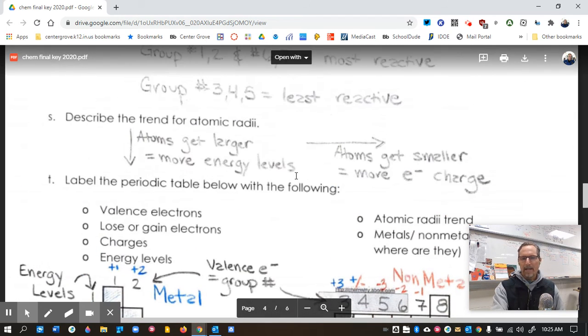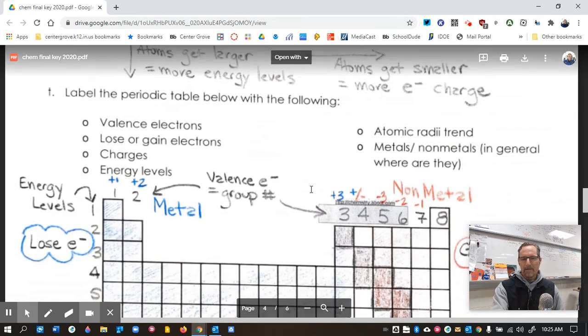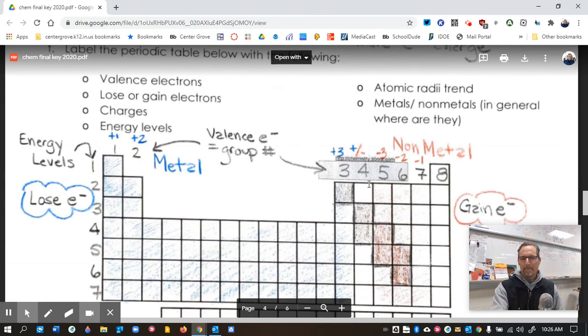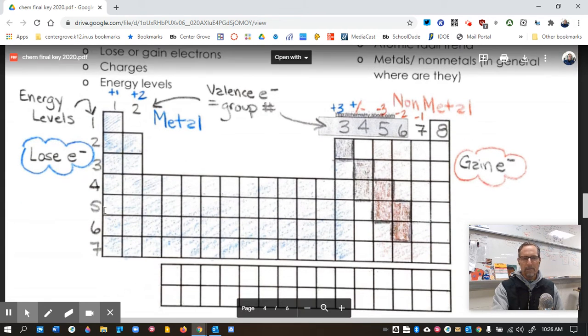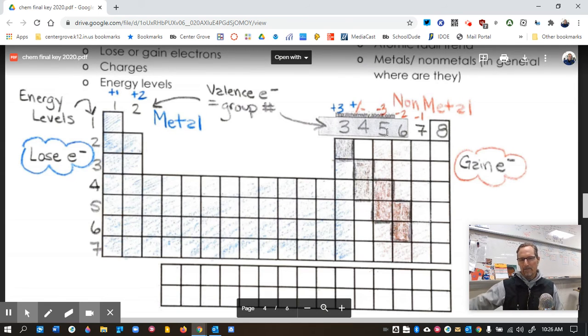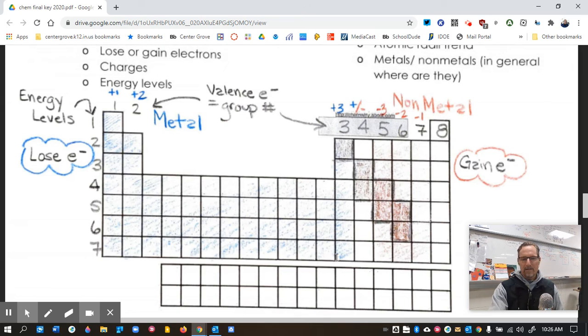The trend in the radii, I went over up here, so I didn't put it on my graph here. But basically, again, as I go down, they get larger. As I go over, they get smaller. And the blue, it's kind of hard to see on this picture. Maybe it's easier to see on yours. The metals are basically everything on the left of the periodic table, and non-metals are on the right. And then the metalloids are these things that are kind of stuck in the middle.